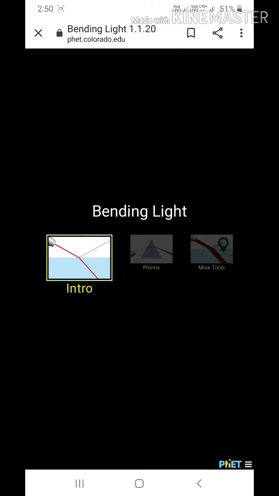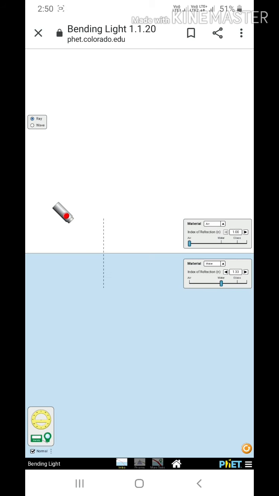So here is the introduction. Let us click the introduction. We are having a laser pointer here, and we are having two mediums. One of the two mediums is air and the second one is water. We can change the second medium also. It became air. Then I have chosen the water. Now I can take it to be a glass.